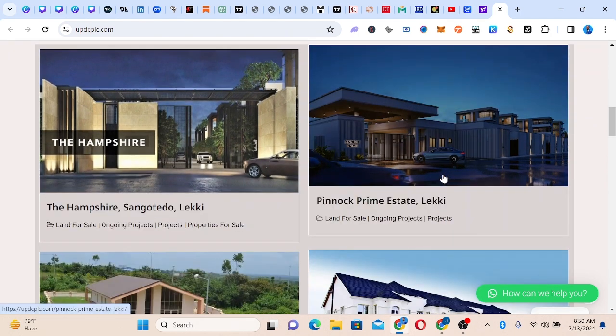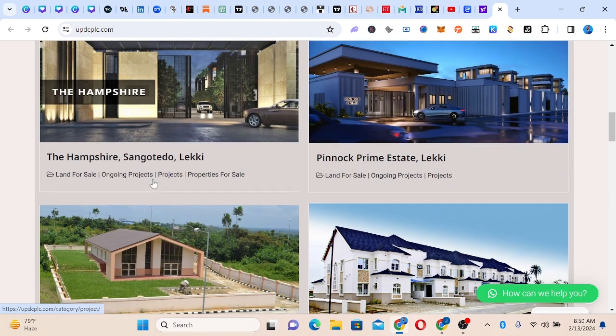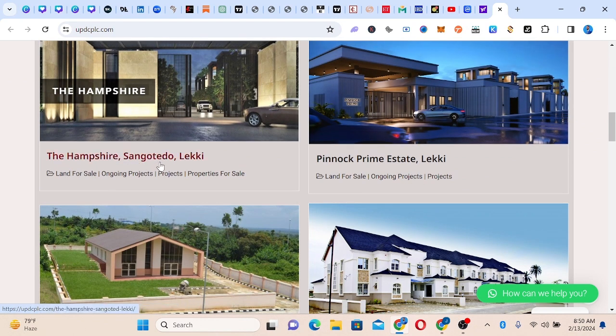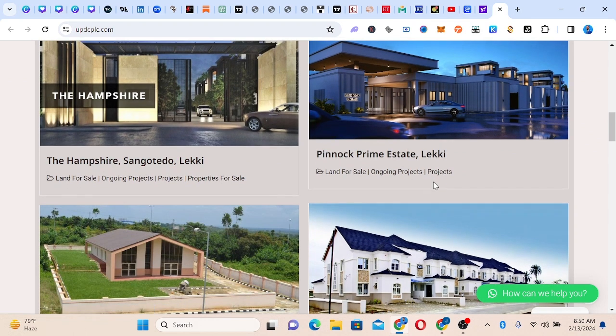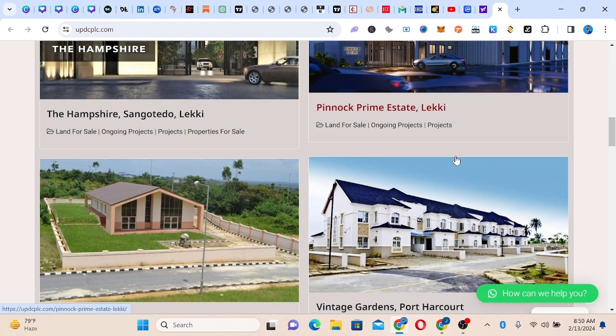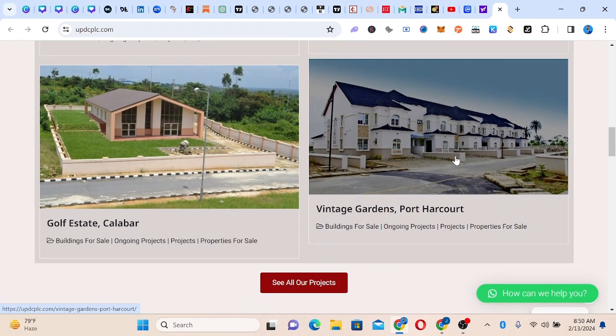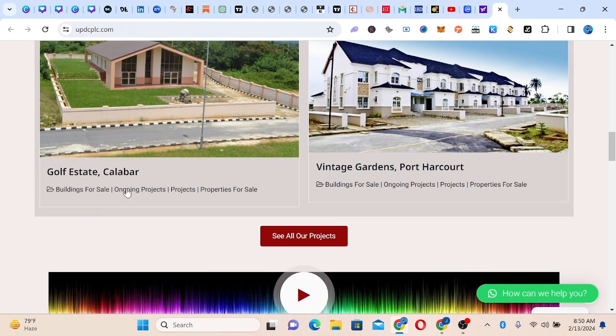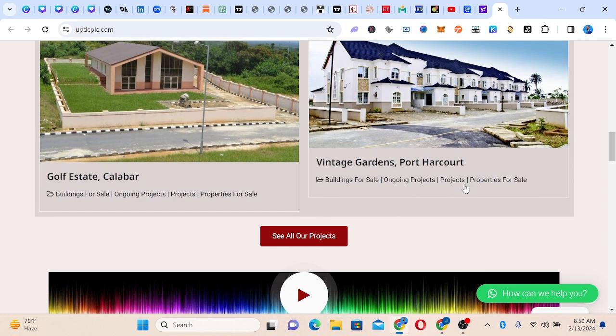These are some of their projects that we can look into. They have Hemisphere, Sangotedo, Lekki, and they also have Pinnock Prime Estate, Lekki. These are amazing estates located here in Lekki. They also have Gulf Estate in Calabar, and these guys are not limiting themselves to Lagos alone. They also have Vintage Garden, Port Harcourt. So these guys are not limited, guys.